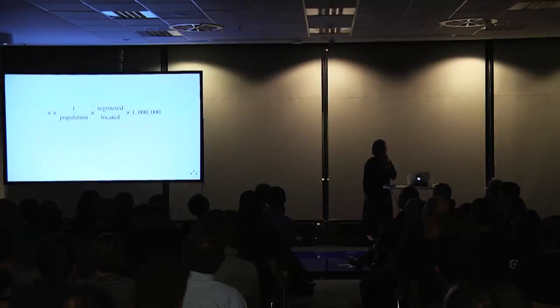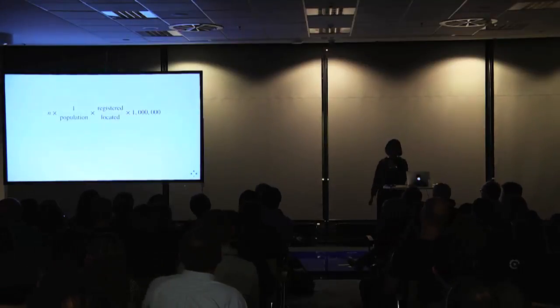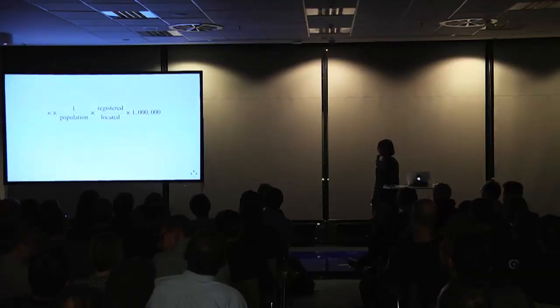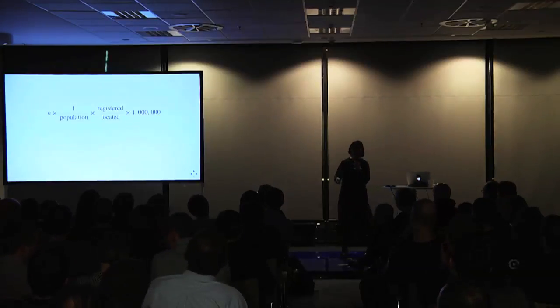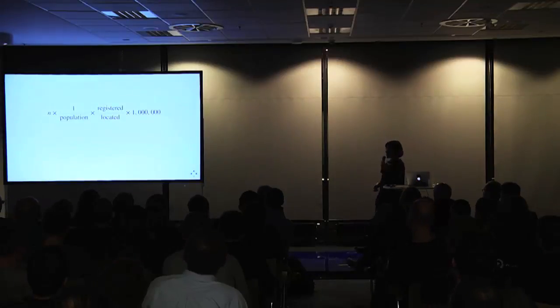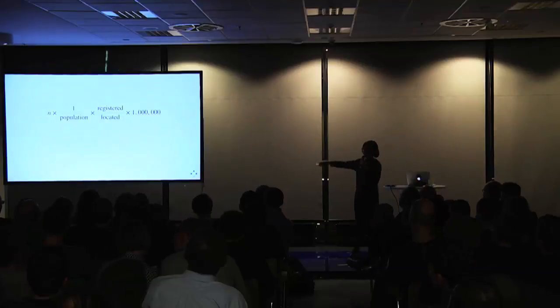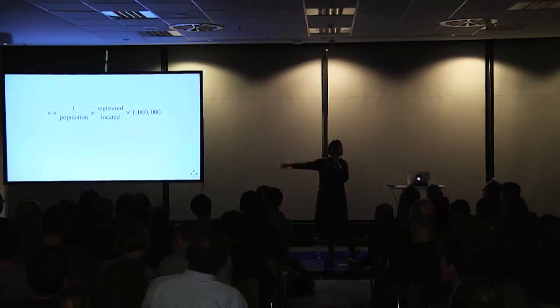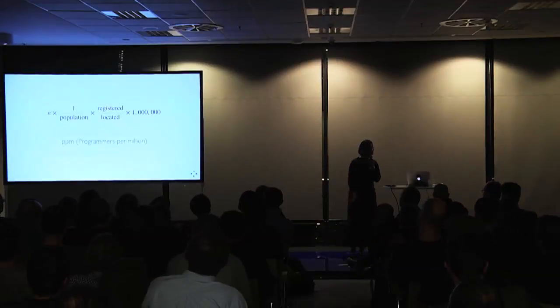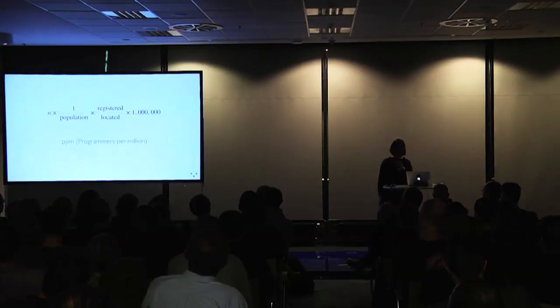So I decided, while being a data scientist, to put in some actual equation. And I want to know, if I go to a developer event in the country, how likely am I to meet a programmer that does my favorite technology? So this is an equation I came up with. N is the number of located users doing that technology, and the unit of the result of this is programmers per million.